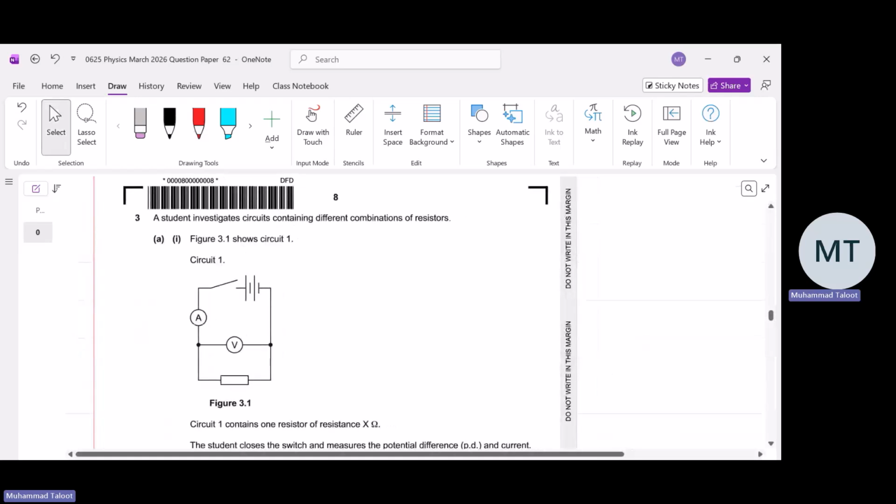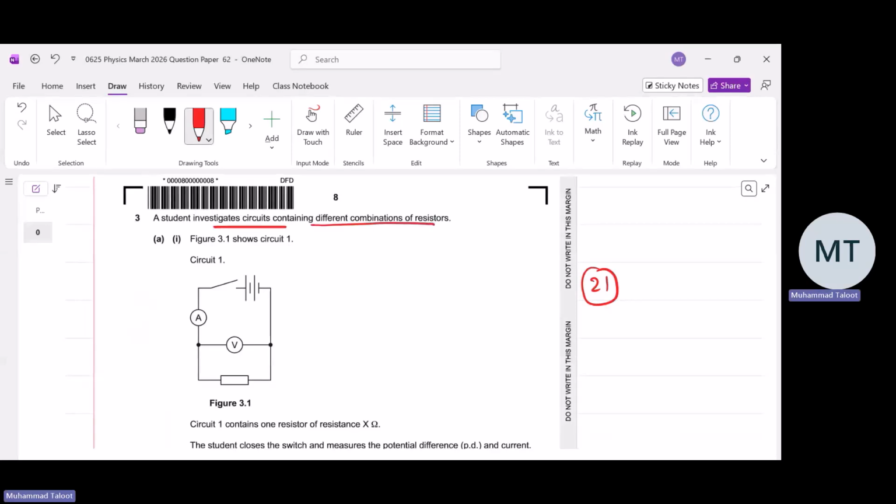We are done with 50% of the paper, 21 marks. Okay, we are on question number 3. A student investigates circuits containing different combinations of resistors. Part A says figure 3.1 shows circuit 1. Circuit 1 is here, figure 3.1.